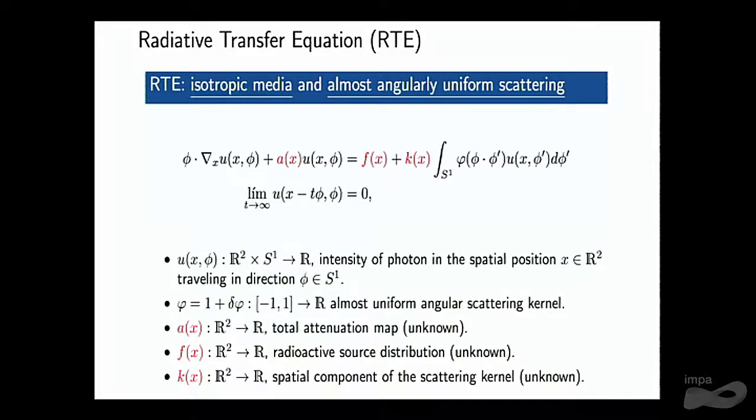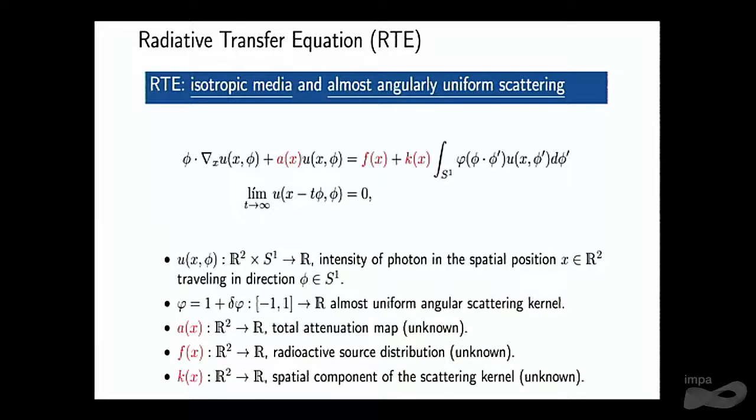And now we have three parameters: the total attenuation, the source, and the scattering kernel. So this is a problem. We have two measurements, but three functions. So it's the same.